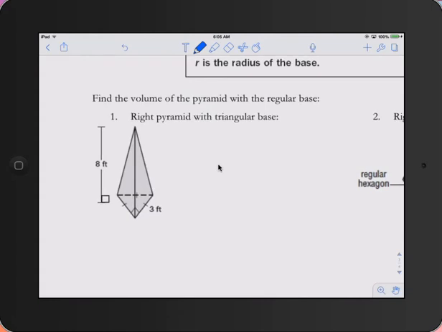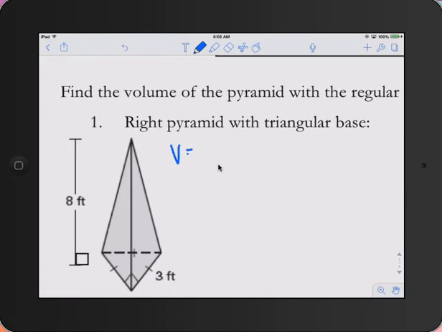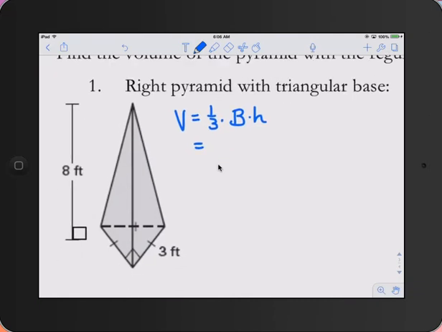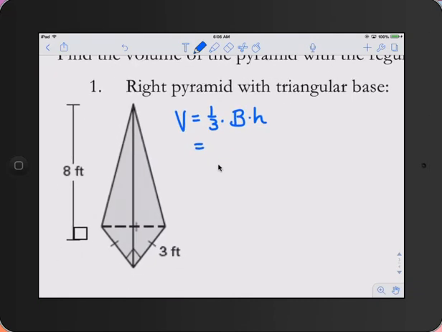Okay, so for these problems, since we know that the volume formula is 1/3 area of the base times the height, I always write this down first because it's really easy to start getting caught up in the base height calculation and forget to divide by 3. So I always write that at the beginning and then I go and worry about the base.